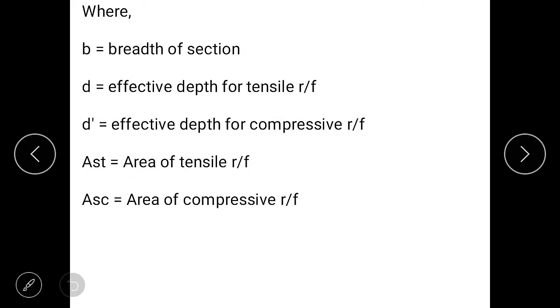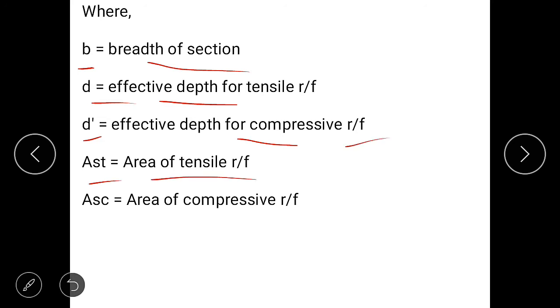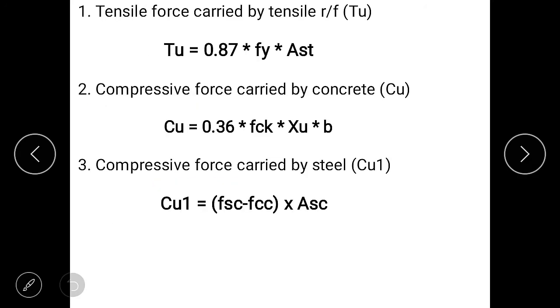Here we have already seen B is the width, D is the effective depth, D dash is the effective depth of compressive reinforcement, AST is the area of tensile reinforcement, ASC is the area of compression reinforcement. First, how to calculate TU, CU and CU1. So here we study some formulas to calculate TU, CU and CU1.